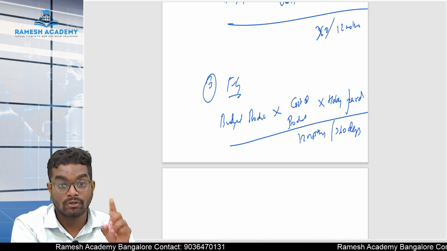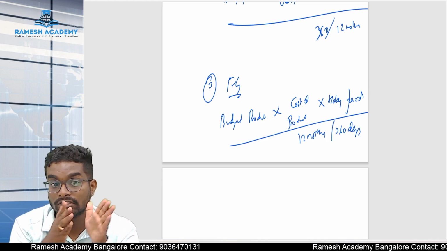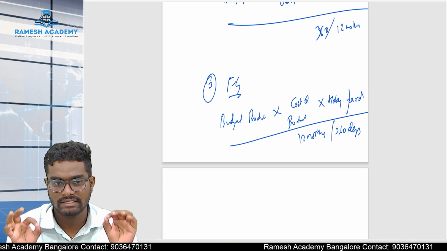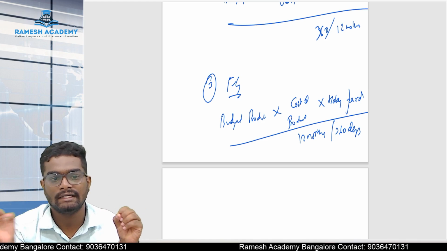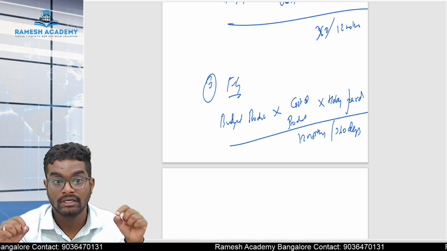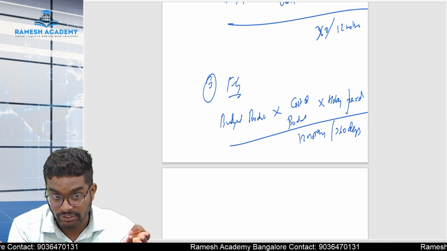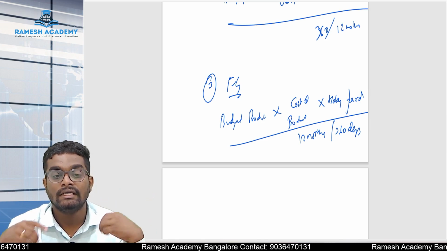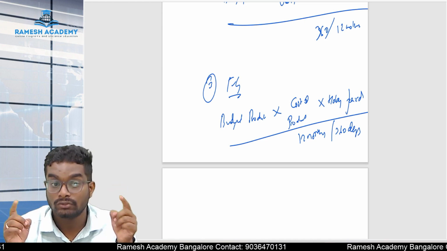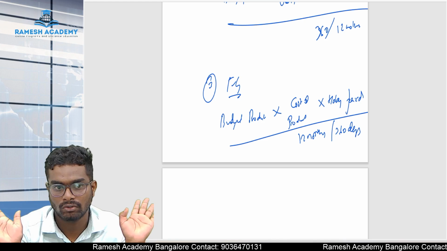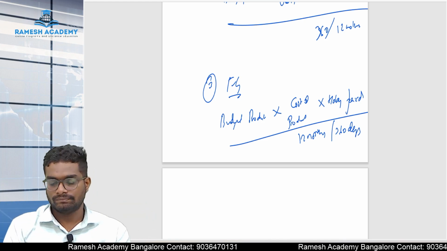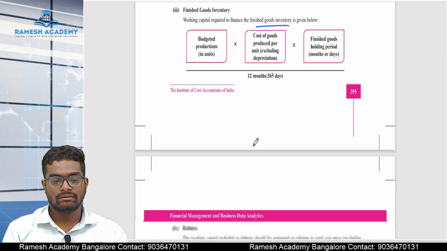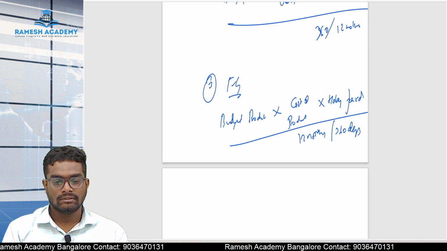And also, as I told you, the assumption is even demand, which means I'm assuming that I'll sell one good in a day, so obviously in 10 days I'll sell 10. Now if the demand is fluctuating, which means on one day I sell 3, on the second day I don't sell anything, on the third day I sell 4, in that situation this formula will not hold good. Finished goods, understood? And next we will see the debtors.